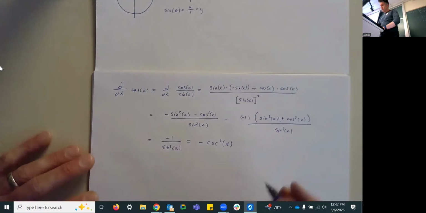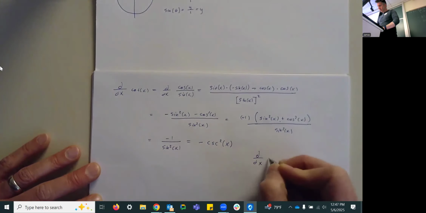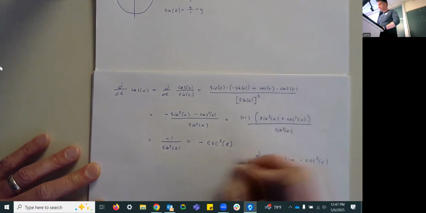So the derivative of tangent was secant squared. The derivative of cotangent of x is negative cosecant squared of x.